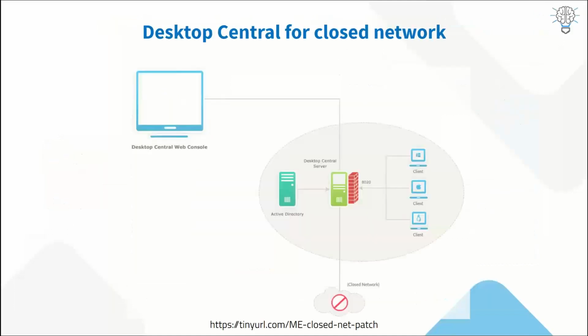And here comes the next important part, which is managing computers under a closed network. So what is a closed network? A network which does not have connectivity to the internet or has limited connectivity is what we call a closed network. So even if you have a closed network architecture, you can still use Desktop Central to manage your endpoints. In this case, we will be nominating a machine that has an internet connection, and it will download the patches from the vendor sites, which you need to copy to the Desktop Central server manually. So in this way, you will still be able to manage the computers in the closed network.